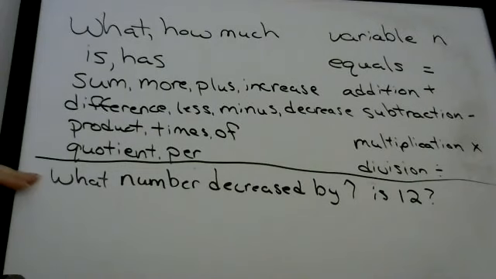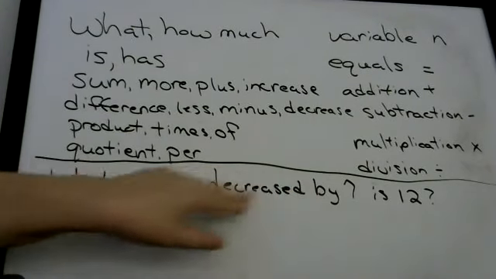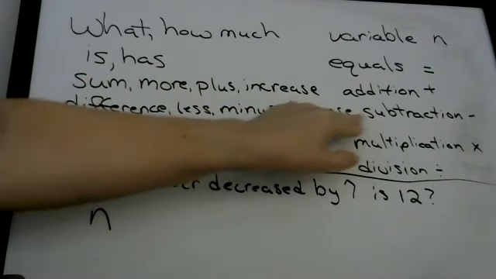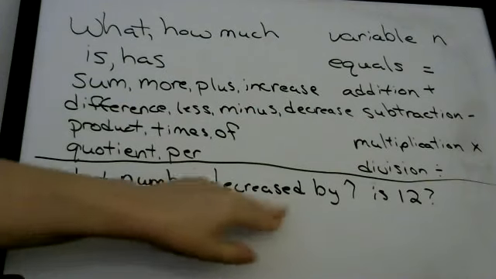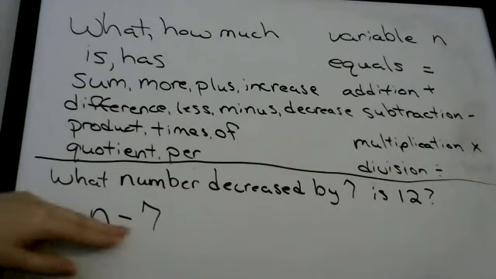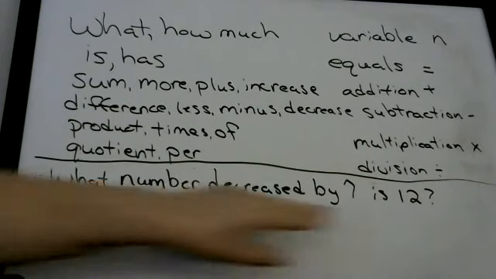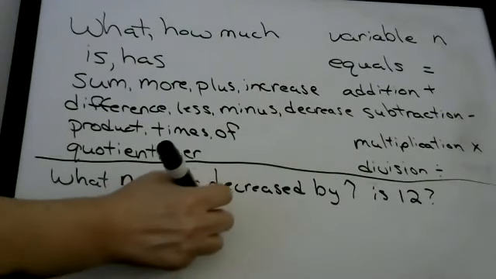So this one now says, what number decreased by 7 is 12? Let's use our words here. What is our variable? What number decreased by 7. Decreased means we're going to have some sort of subtraction. So what number decreased by 7? n minus 7. Is means equals 12.